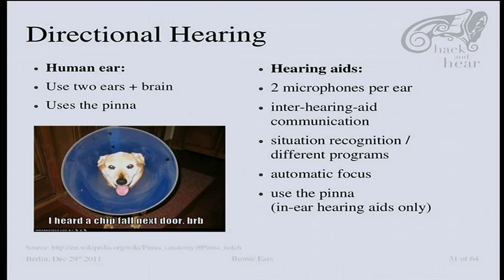This is why both hearing aids have two microphones, so you have four microphones in total when you have hearing impairment on both ears. This way they can detect if the sound comes from the front or back. And they talk to each other, so they can also detect if the source of the signal is to your right or left. Additionally, they try to recognize the situation and automatically focus on the person that is talking to you, and also reduce the background noise in general.